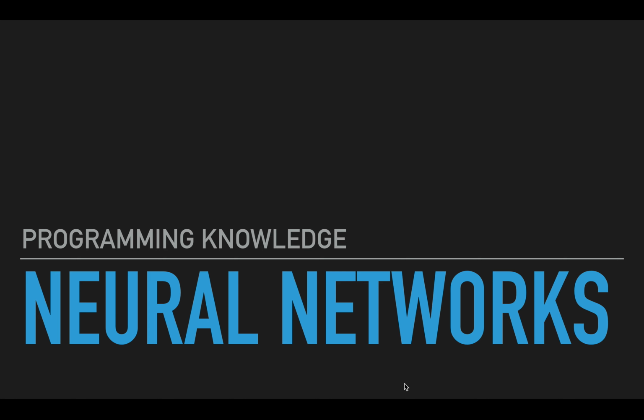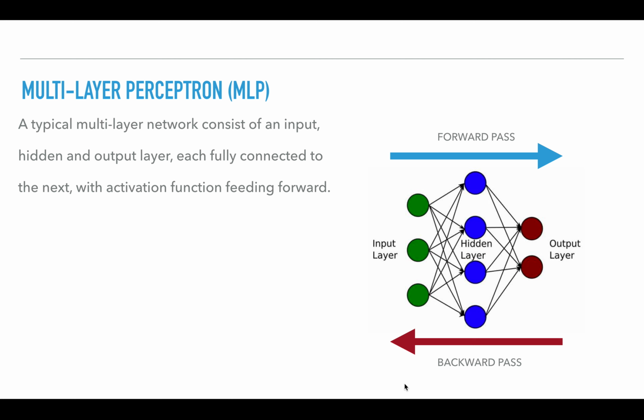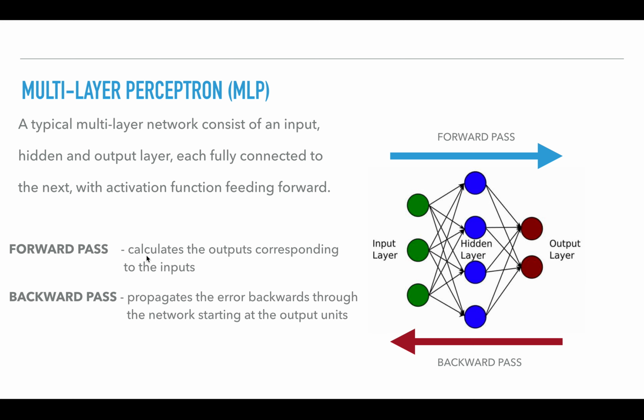This is Tanit Singhania, and today I will be talking about neural networks, specifically about multi-layer perceptron. A typical multi-layer network consists of an input, hidden, and an output layer, each fully connected to the next with activation function feeding forward. So, forward pass calculates the output corresponding to the inputs.